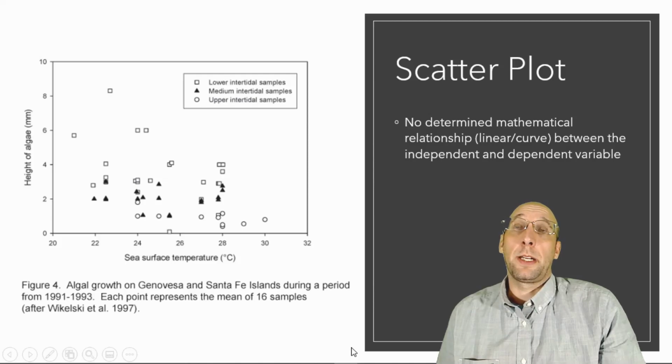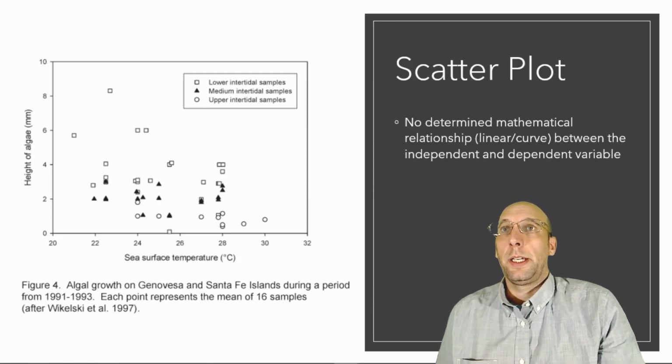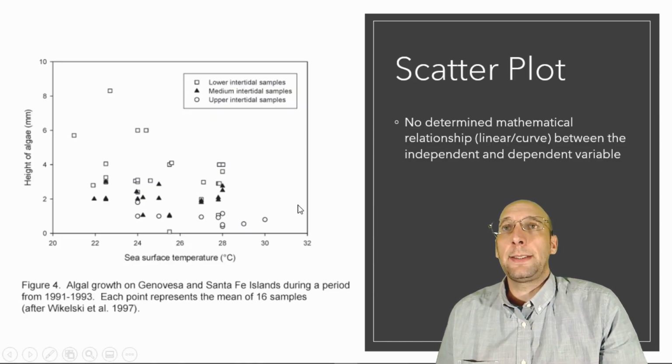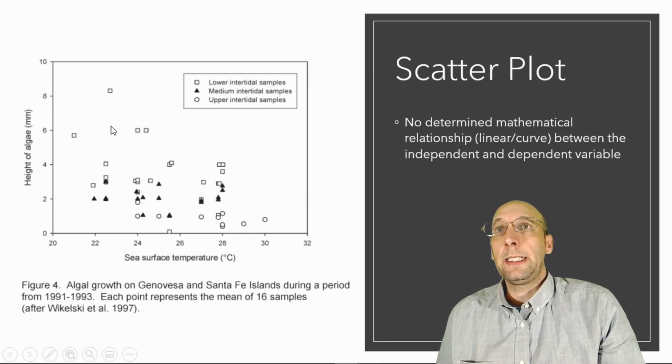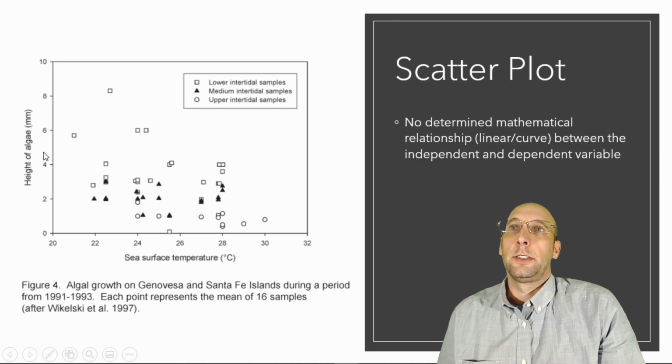The next graph is a scatter plot. Scatter plot starts off the same as a line graph. However, in a scatter plot, you don't usually see any mathematical relationship between the independent and dependent variable that's clear. So you don't draw it. You can see a sense of the difference in data, but you don't see a linear relationship. For instance, you can see all of these squares up top here generally. That's showing lower intertidal samples. And so in general, in lower intertidal samples, at any sea temperature, the height of algae is taller.